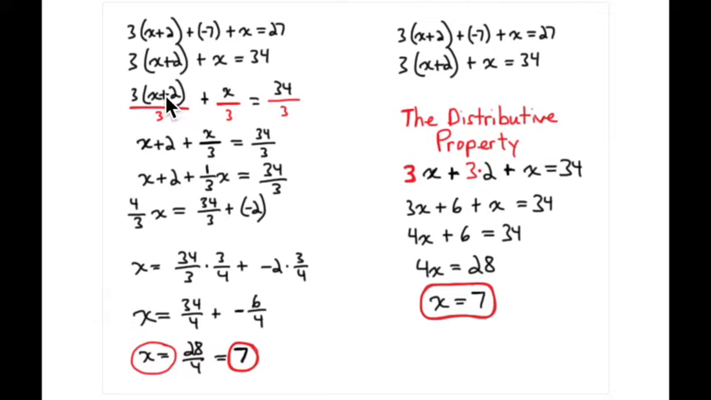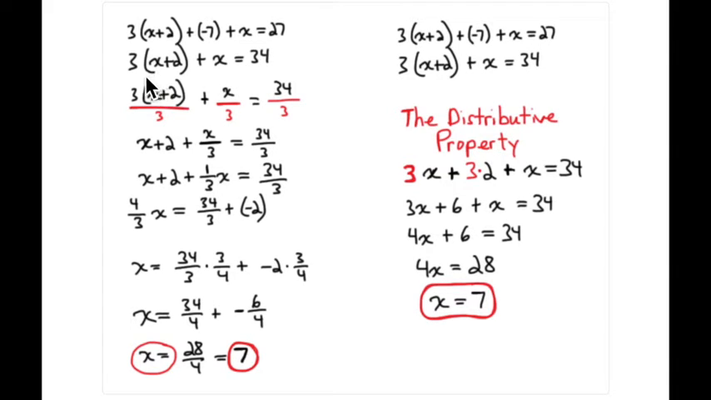So on the left, I'm not going to use the distributive property. I'm going to say, well, I have 3 times some number plus x, and this equals 34. I can add a positive 7 to this negative 7 to make this 0. I add that positive 7 out here to make this 34. All right, so now I have 3 times x plus 2 plus x equals 34.